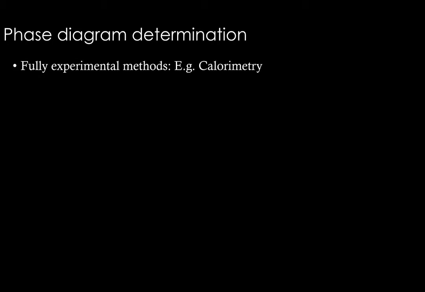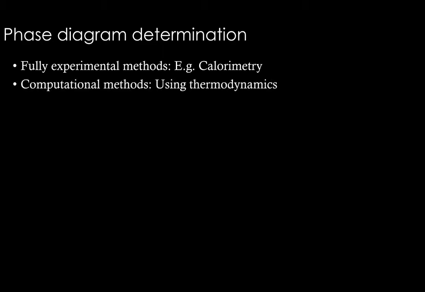We talked about phase diagram determination in one of the previous videos, where we can use some fully experimental method like calorimetry. The cooling curves we saw, from which we can construct a phase diagram. There is another method to construct phase diagrams, as we have just seen about Gibbs energy composition diagrams. We can use computational methods using thermodynamics and construct phase diagrams from Gibbs energy descriptions. So these Gibbs energy descriptions should be there so that we can compute the phase diagram from that.